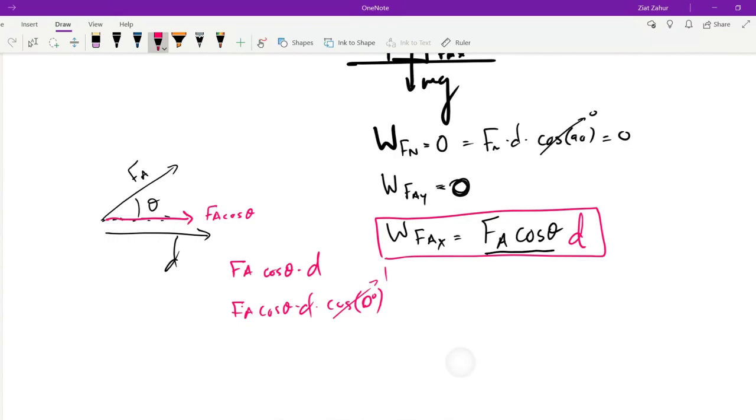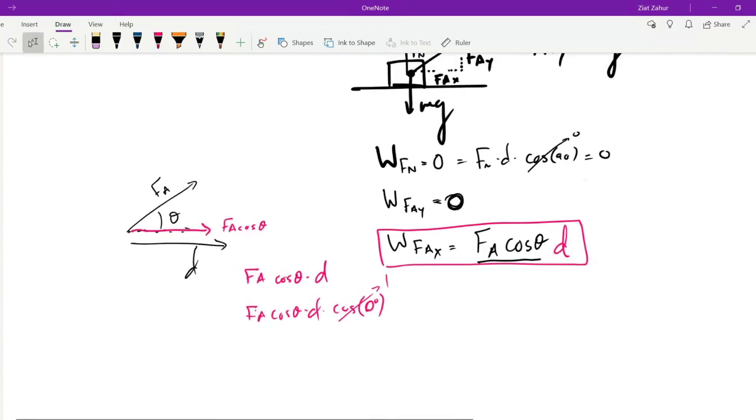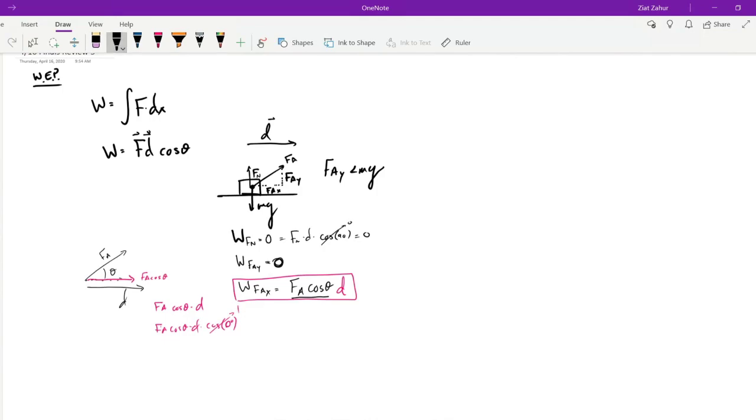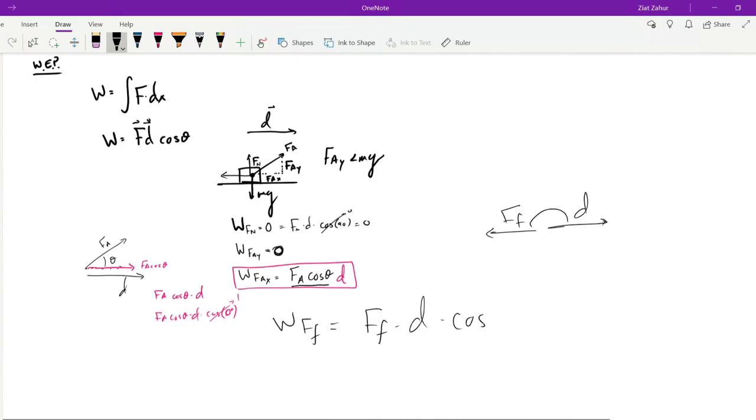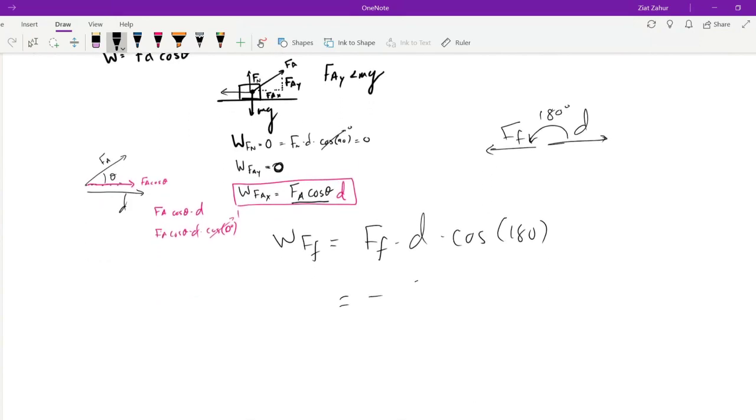Now, of course, if there's friction, friction would do negative work. Friction is that way, and you can see how the work by friction is equal to the force of friction times d times cosine of the angle between d and Ff. d is to the right, friction force is to the left, and there's 180 degrees of separation. And this gives you the -1.